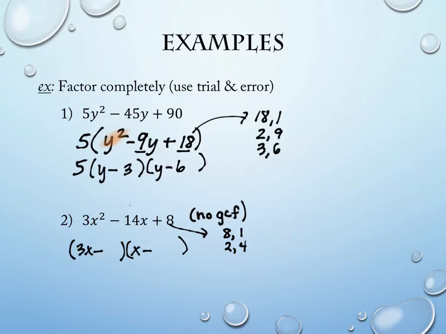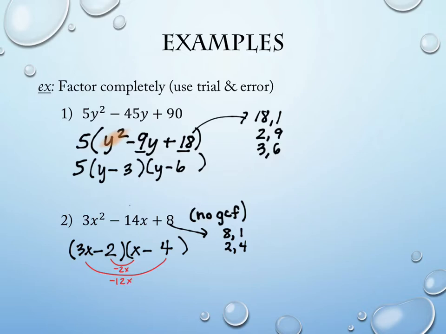Do you want to try 8 and 1, 1 and 8, 2 and 4, or 4 and 2? 2 and 4. Is that what I heard? Let's give it a go. 2 and 4. So if we try 2 and 4, we know we get the 8 at the end. The concern is going to be, do I get the right number in the middle? So right here I have negative 2x in the middle. And right here I have negative 12x.